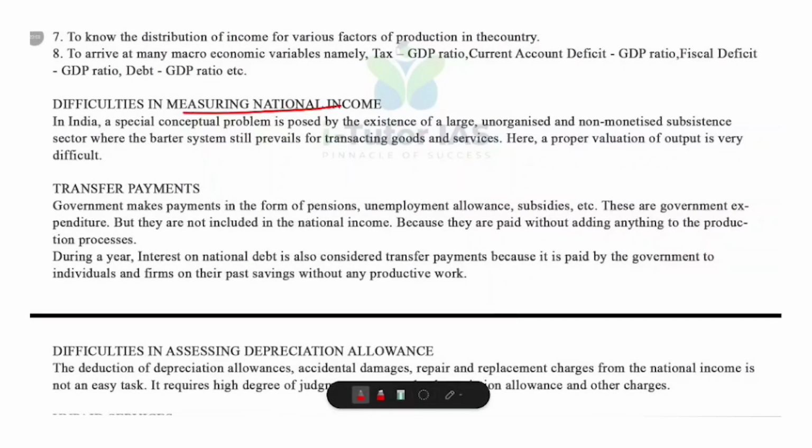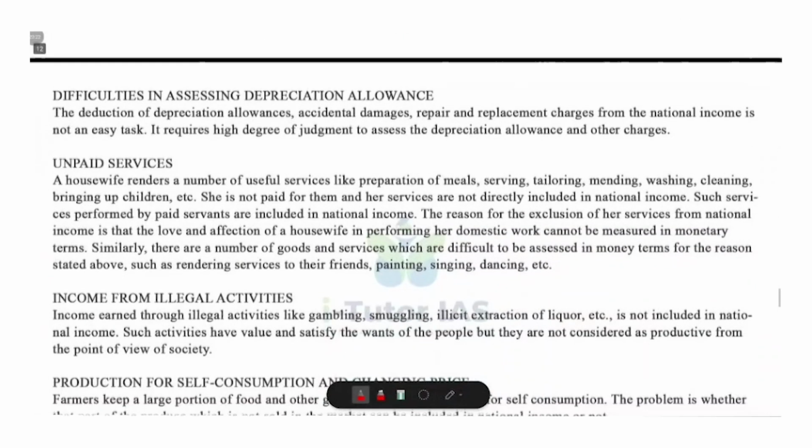In India, many people work in the unorganized sector or produce goods for self-consumption, like farming just for the family. Often they trade without money, that means barter system. So this makes it hard to assign a monetary value to their output. So the unorganized and subsistence sector is a major difficulty.